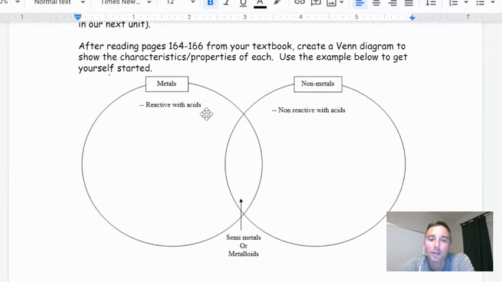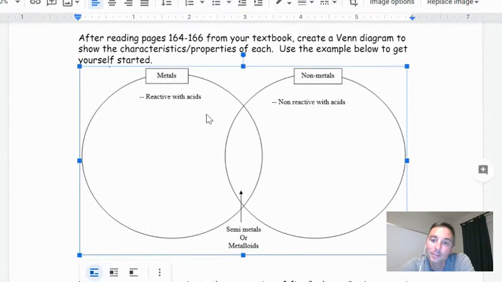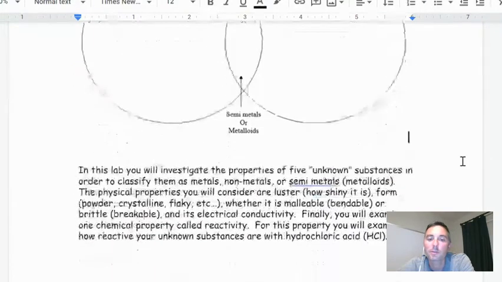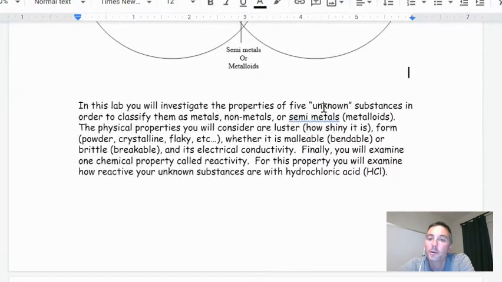Okay. Let's just talk. So, there's a couple of different properties we're going to look at. Let's skip to the next page of this so you can see what I'm talking about. This lab, you're going to identify 5 unknown substances in order to classify them as metals, nonmetals, or metalloids. The physical properties you'll consider are luster. Luster. It's how shiny it is.